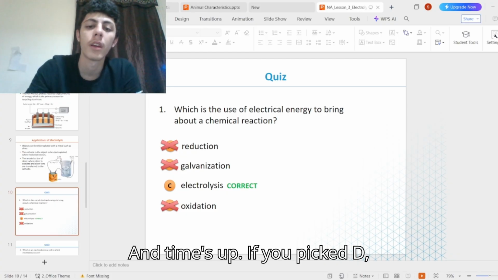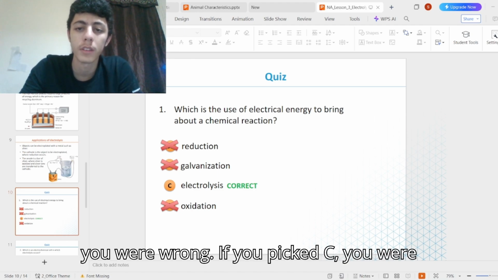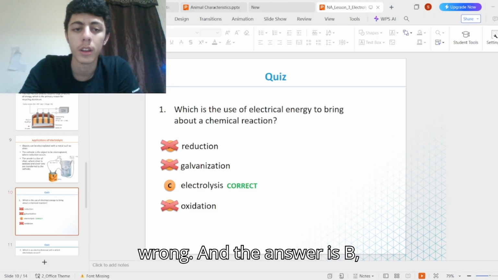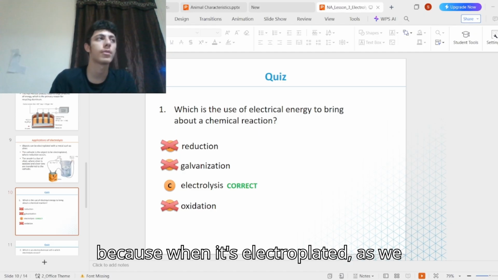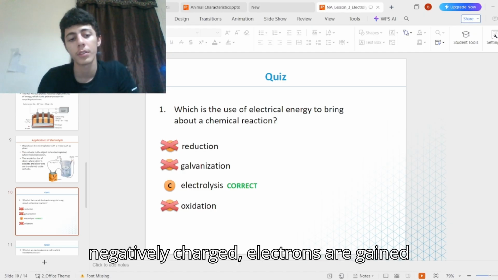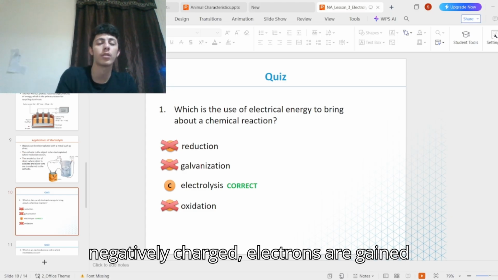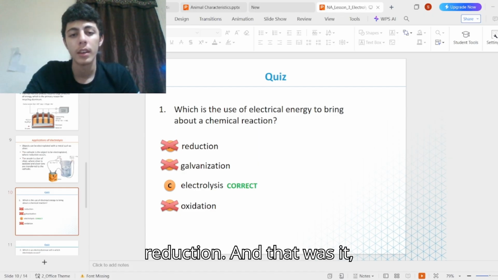And time's up. If you picked D, sorry, you were wrong. If you picked A, you were wrong. If you picked C, you were wrong. And the answer is B, because when it's electroplated, as we said, this is the cathode, which is negatively charged, and when it's negatively charged, electrons are gained. That is reduction. And that was it, guys.